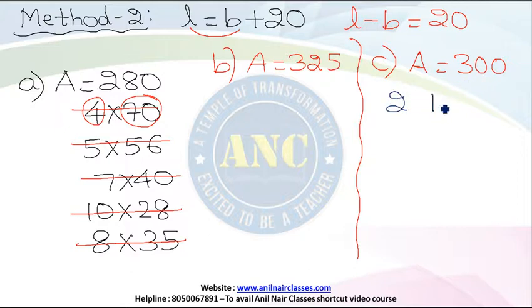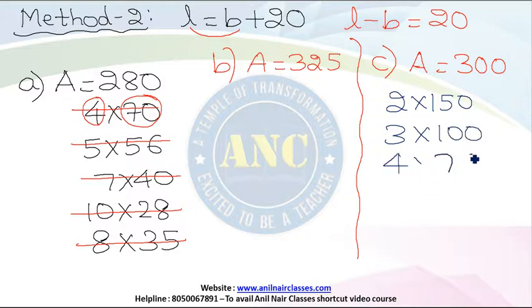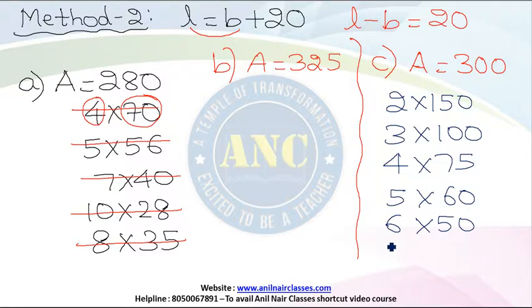2 into 150 is 300. 3 into 100 is 300. 4 into 75 is 300. 5 into 60 is 300. If I keep doing, 6 into 50 is 300, and then 10 into 30 is 300, right?